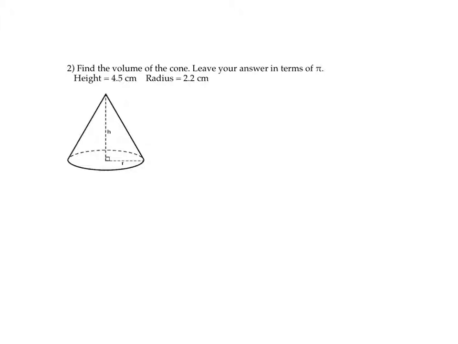All right, number 2, our second example, it says find the volume of the cone. Leave your answer in terms of pi. And our height this time around is 4.5 centimeters. Radius is 2.2 centimeters. So it's a matter of knowing your formula. 1/3. Since it's a cone, the base is a circle. So we want to do 1/3 times pi times r squared. And then we'll multiply by the height. So plug in all the values that you know.